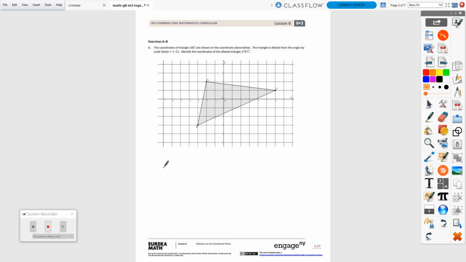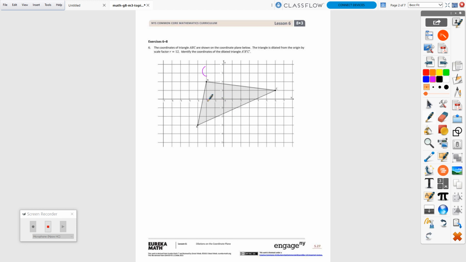On the next page, number 6, the coordinates of triangle ABC are shown on the coordinate plane below. The triangle is dilated from the origin at a scale factor of 12. Identify the coordinates of the dilated triangle A prime, B prime, C prime. So even though the triangle is here, we don't have to draw it, but we have to use the coordinates that are given. So the first thing we need to do is go ahead and find what A is.